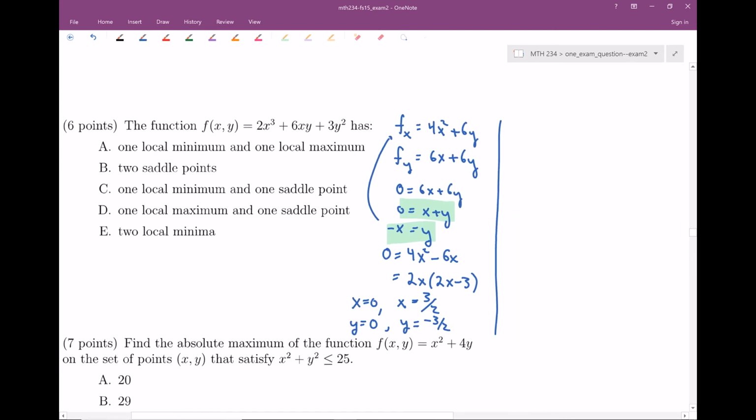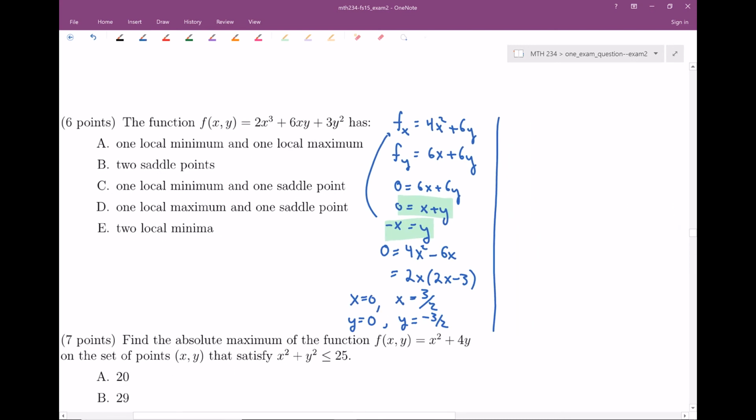Now let's calculate this D value. For that we need f sub xx, f sub yy, and f sub xy. So I'm going to go back to my first partial derivatives and take more derivatives. Looking at f sub x, if I take another derivative with respect to x, I get 8x. If I take a derivative with respect to y, I would just get 6. Now looking at f sub y, if I take the derivative with respect to y, again I would get 6.